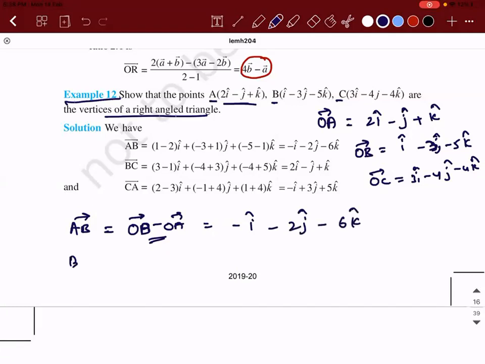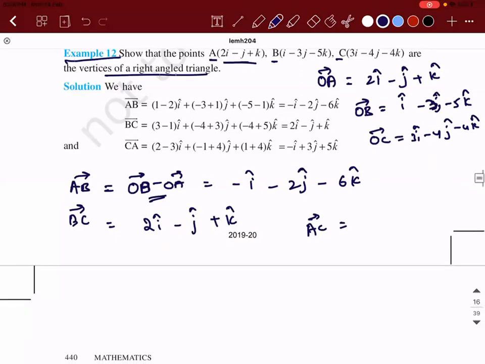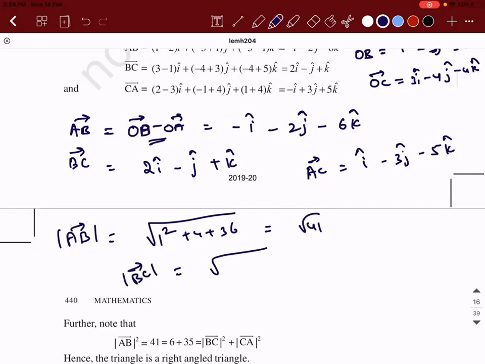Okay. What is BC vector? So BC vector is 2i cap minus j cap plus k cap. AC vector is i cap minus 3j cap minus 5k cap. Right. Now find the magnitude of AB vector. Magnitude of AB vector is root of 1 square plus 4 plus 36. That will be root 41. Magnitude of BC vector is root of 2 square plus 1 plus 1 square plus 1 square. Root of 5 plus 1, root 6.